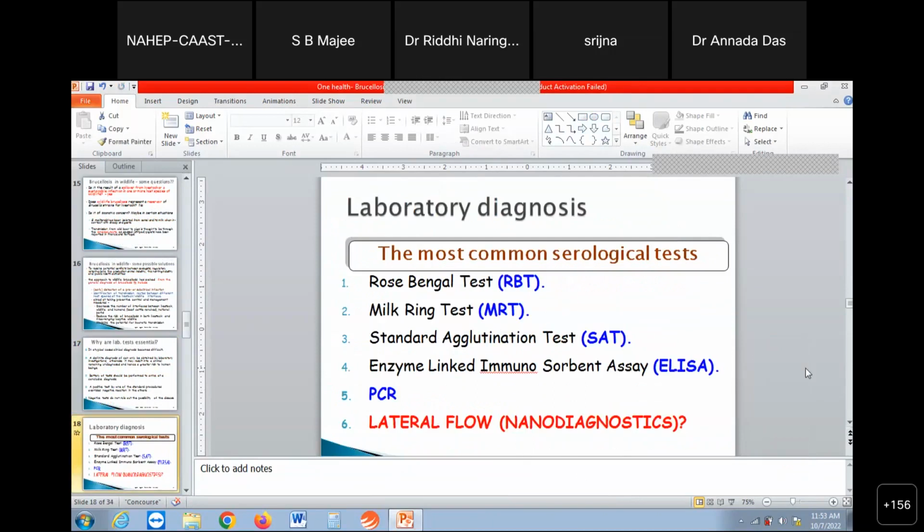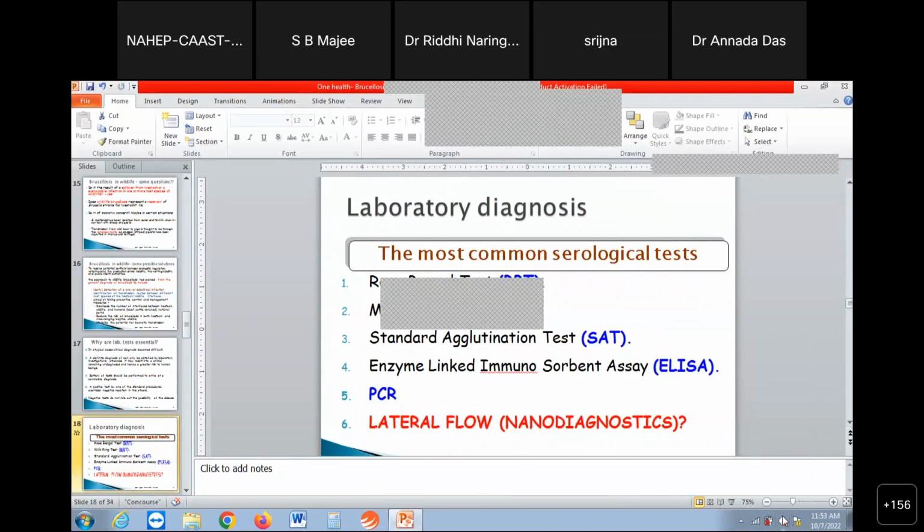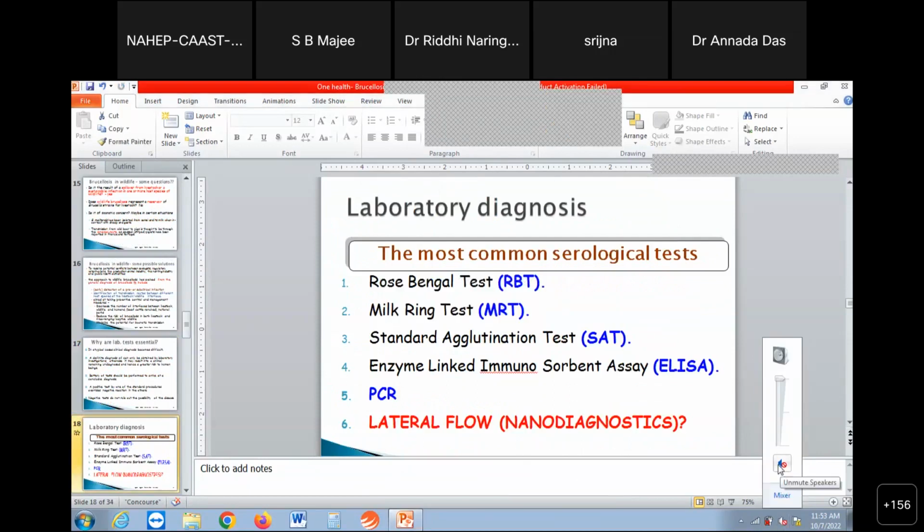One is Rose Bengal. I think all of you know about it. You know the milk ring test. We have seen the standard agglutination test. We have seen ELISA, PCR. And we are also today looking at the lateral flow or nanodiagnostics. So these are the six types of tests which we can use.